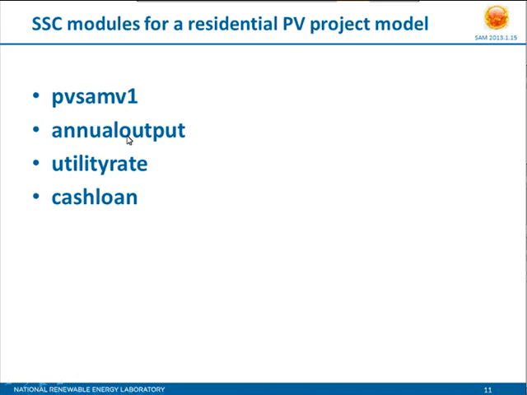So it applies some adjustment factors to those hourly values, and then fills up the annual value, and calculates a table of annual output values that gets fed into the utility rate model, and the cash loan model really. So the cash loan model is the residential cash flow model, and then the utility rate model, I should be saying, is the module that applies the retail electricity prices, so the utility rates.